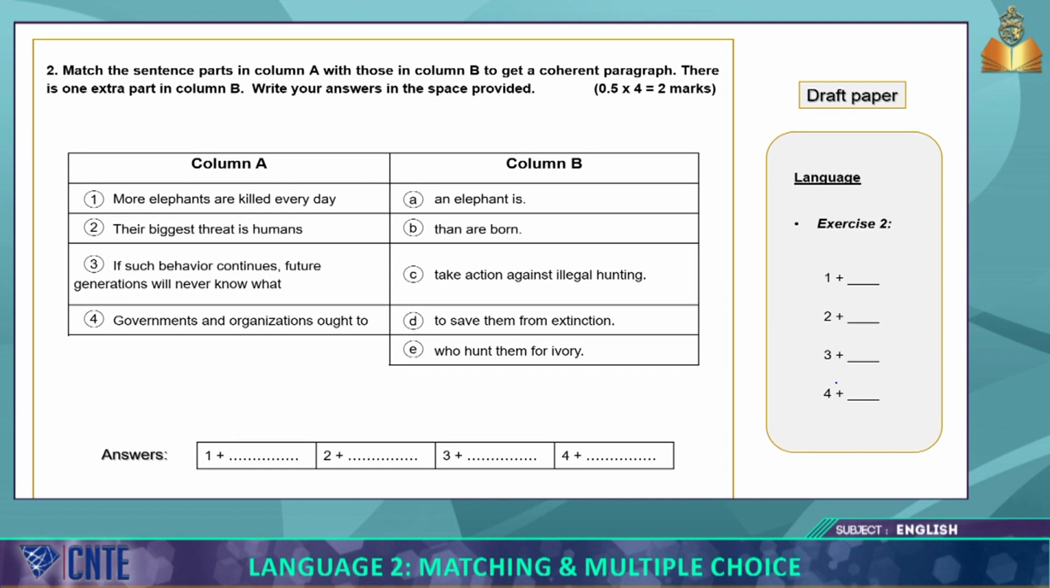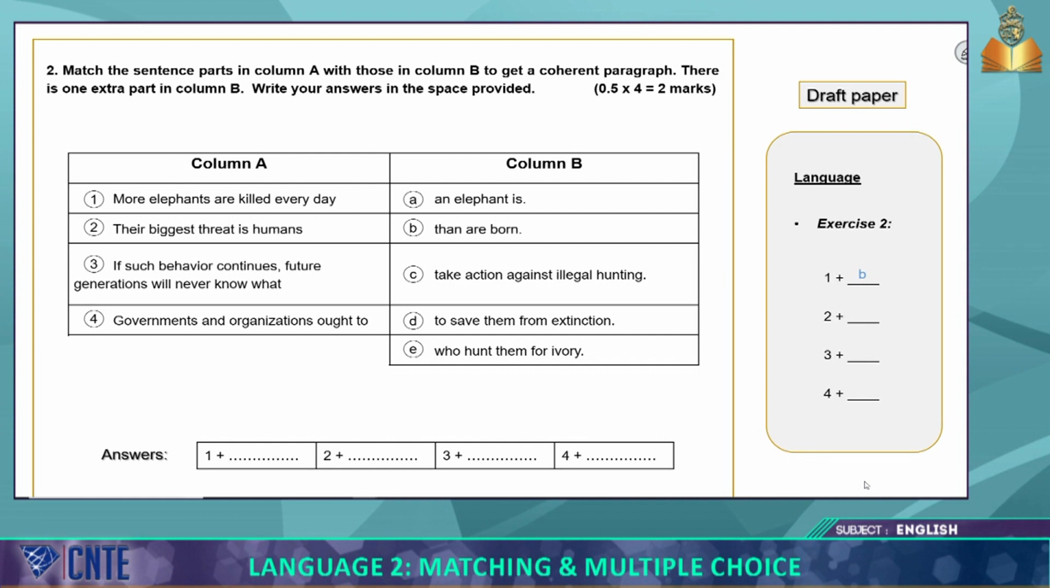More elephants are killed every day than are born. This sounds fine. Besides, there is an indication in the first part that we are comparing two things. And as you know, after more, there is most often the word than. So the first answer is 1 plus B. Anyway, if you check the rest of the parts in column B, you'll see that they definitely cannot be matched with this sentence part. Fine, let's move on to number 2.